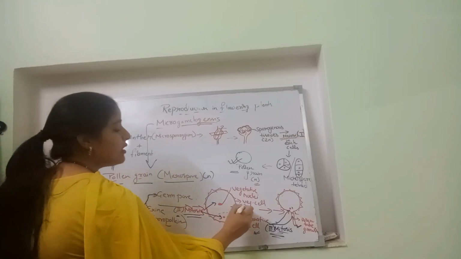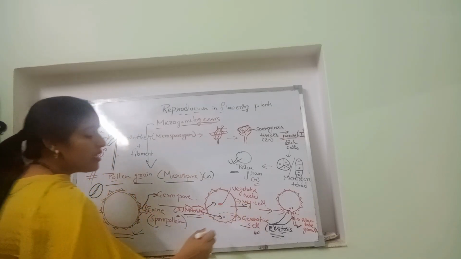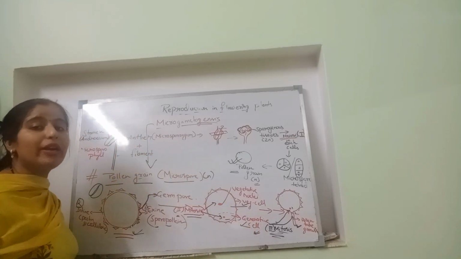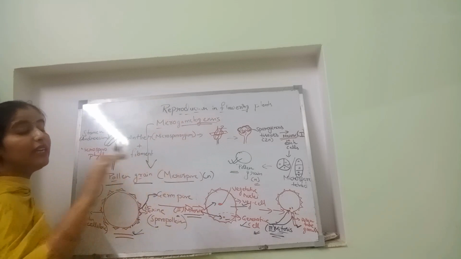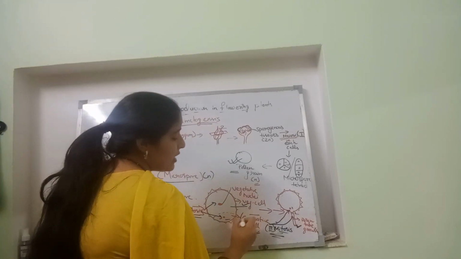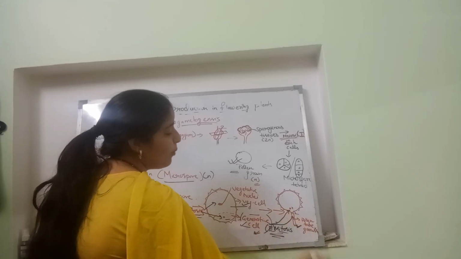Now the vegetative cell is there, then there is the generative cell. The second type of mitotic division, overall the third division, takes place in which cell? In the generative cell. This generative cell divides and forms two male gametes.